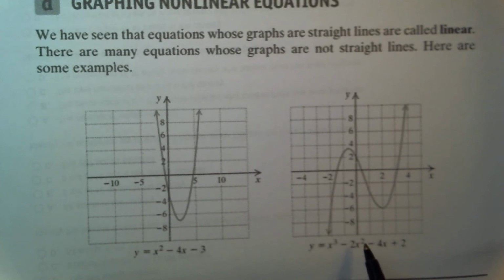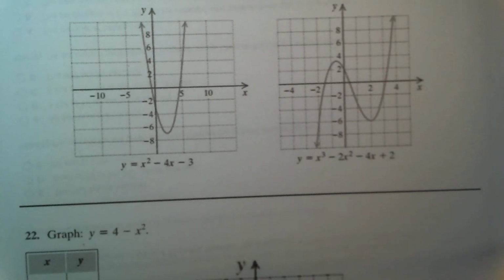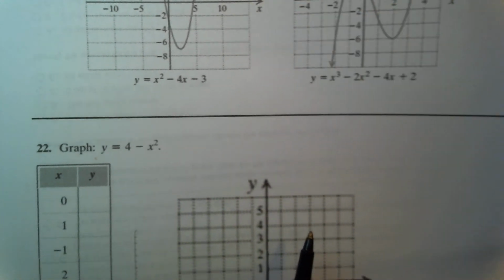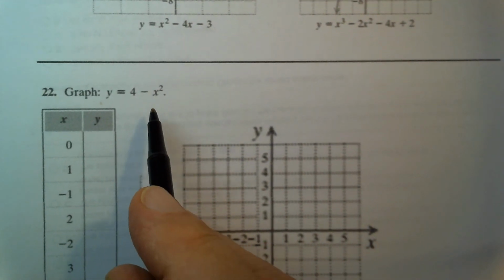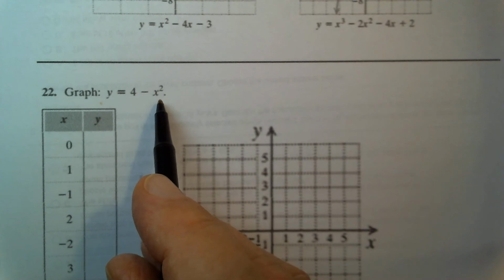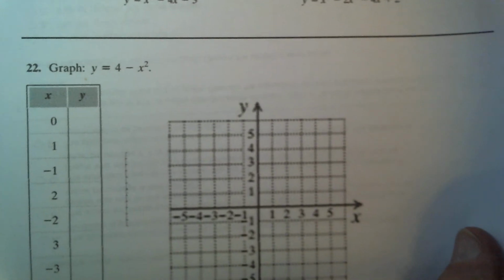The other one, y equals x to the third minus 2x squared minus 4x plus 2, is a third order equation. And to graph that, you have to plot quite a few points, and it's not as simple, because how do you know where the lowest point and the highest point is, relatively speaking, and so on. But anyway, now we are asked to apply this knowledge to graphing a nonlinear equation, and the nonlinear equation is y equals 4 minus x squared. It's nonlinear because the variable x shows up as a second power. So it'll be a parabola as well.